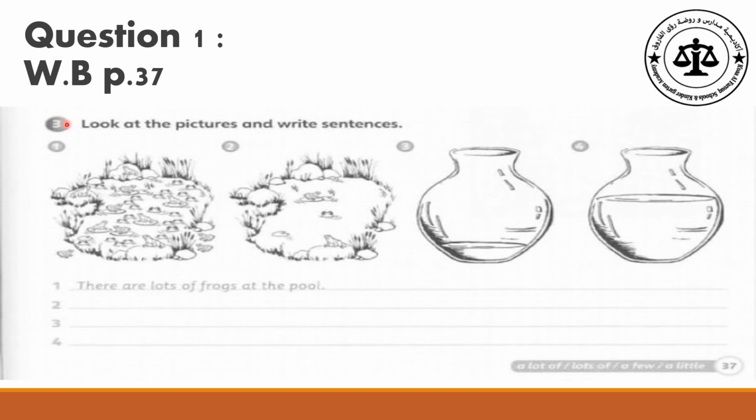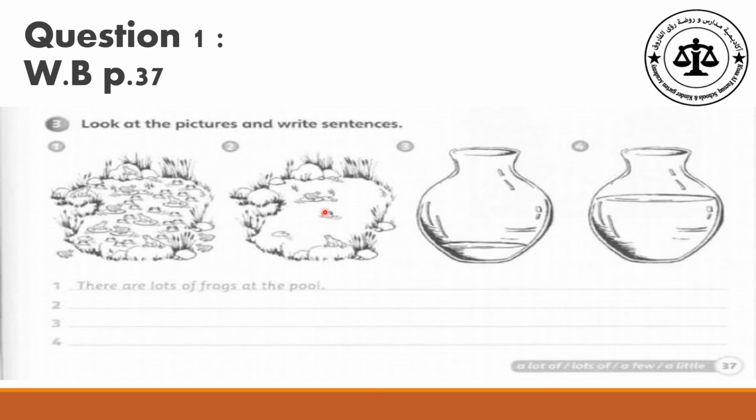Now, what about question number 3? This is the last question in this page. Look at the pictures and write sentences. We want to write sentences by using quantifiers according to these pictures here. Like number 1. Look at picture number 1. We have a large number of frogs, so there are lots of frogs at the pool.